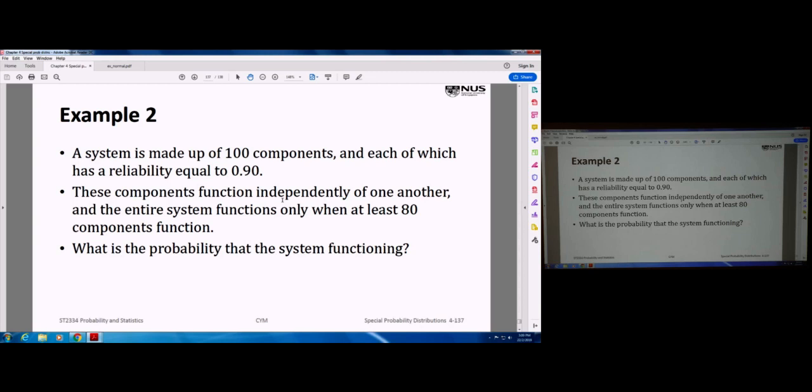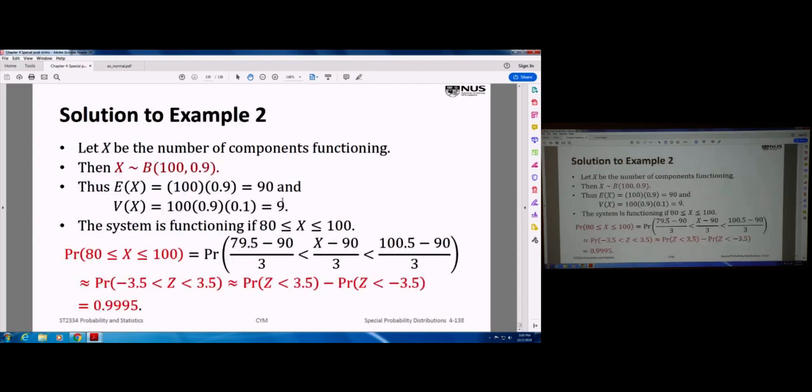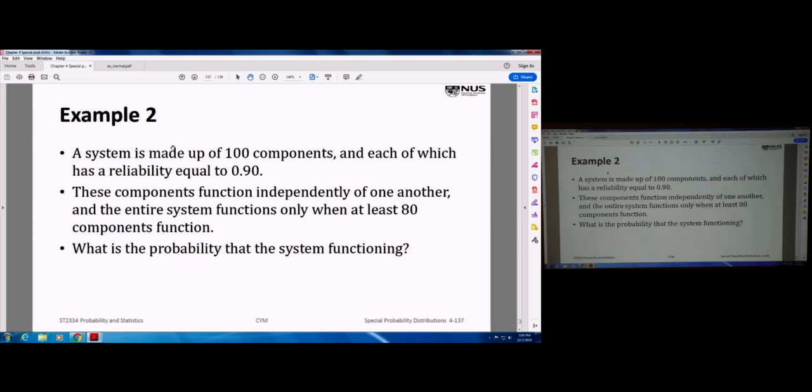We can answer this very neatly in the following way. Suppose X is the number of components functioning. So we know the following: we have 100 components, this is the chance that they're reliable, and these functions are independent.